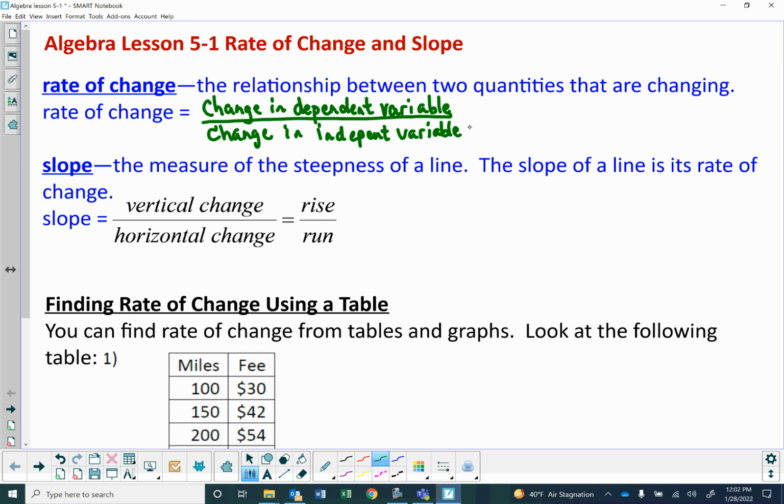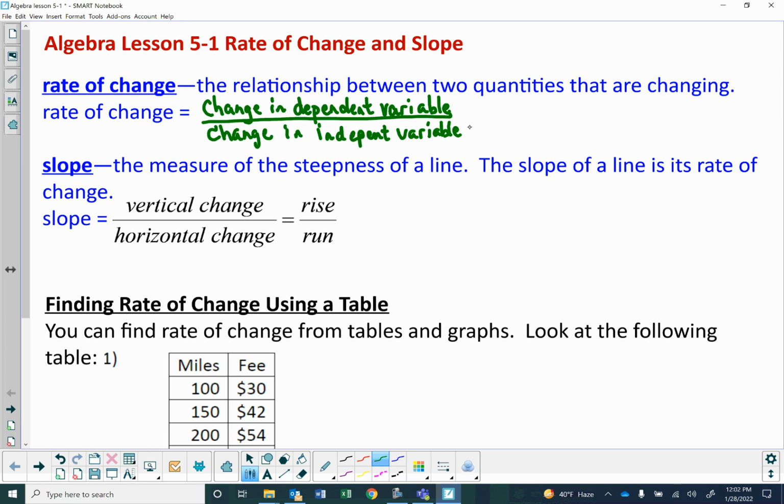The slope is the measure of the steepness of a line. It is also a rate of change, but it sometimes doesn't have any words associated with it, where a rate of change will be a relationship between maybe how much money you make versus how many magazine subscriptions you sell, whereas slope will be the measure of the steepness of a line. The slope of a line is its rate of change, which is its vertical change divided by its horizontal change, sometimes referred to as rise over run, which would be the change in y over the change in x.